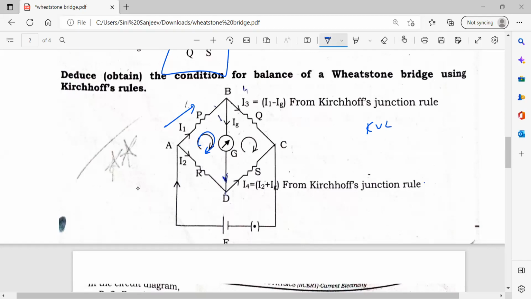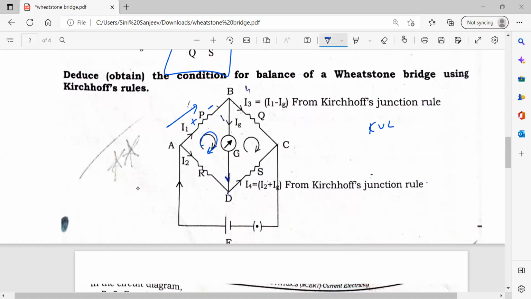So what I told you, put plus and minus. The leaving group is what always? Plus, and leaving group means negative should come. And always draw a triangle. What's the triangle here? V is equal to IR. I is equal to V by R. So what is my resistance here? P. The leaving group is minus, so minus I1 into resistance P.